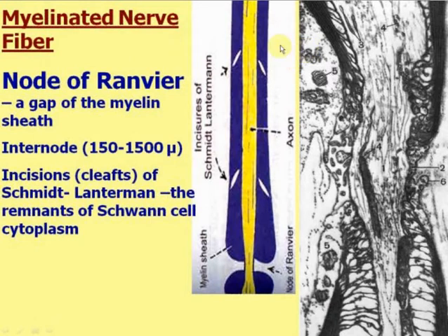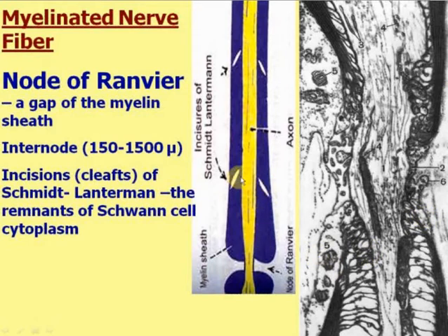Myelinated nerve fiber in longitudinal section in the scheme and under the electron microscope. You see the axial cylinder in the center and the myelin sheath around it. Here it's stained black, and between Schwann cells you see the node of Ranvier. No myelin sheath here, but processes of neighboring Schwann cells cover this place. In addition, the basal membrane is located around.